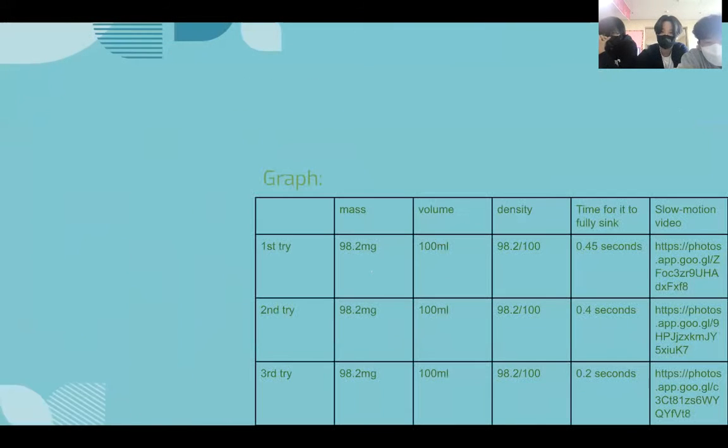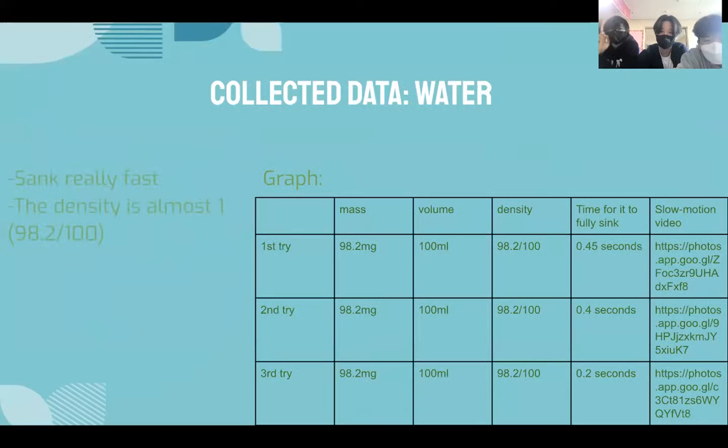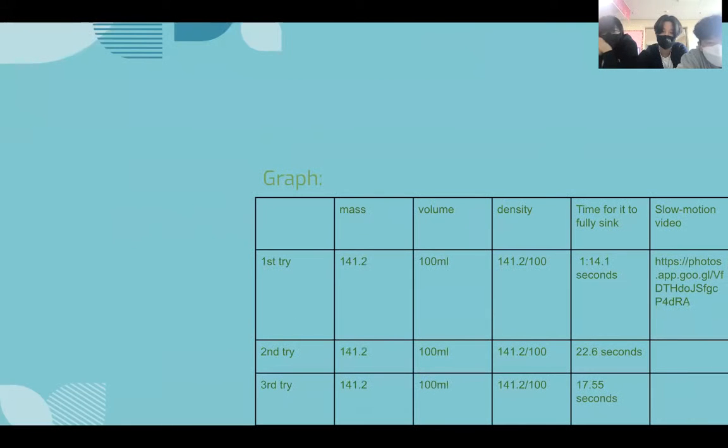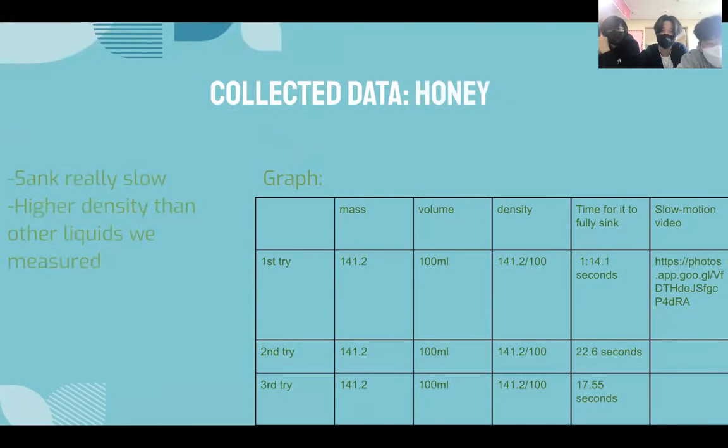Data. Collected data. Water. Water sank really fast and the density is almost 1. Collected data. Milk. It sinks fast, but not as fast as water. The density is almost 1. Collected data. Honey. Honey sank really slow. It was higher density than other liquids we measured.